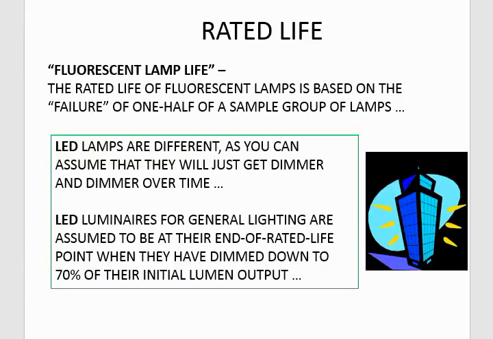The rated life of a fluorescent lamp. When you install new fluorescent lamps, they will have a rated life based on actual failure of lamps. A light-emitting diode assembly is assumed to be at the end of its rated life when it is dimmed down 30% from its initial full lumen output. So these are different. Fluorescent lamp life is based on failure of a sample group. LEDs are based on when they have dimmed down to 70% or less of what they had going out of them in the first place.